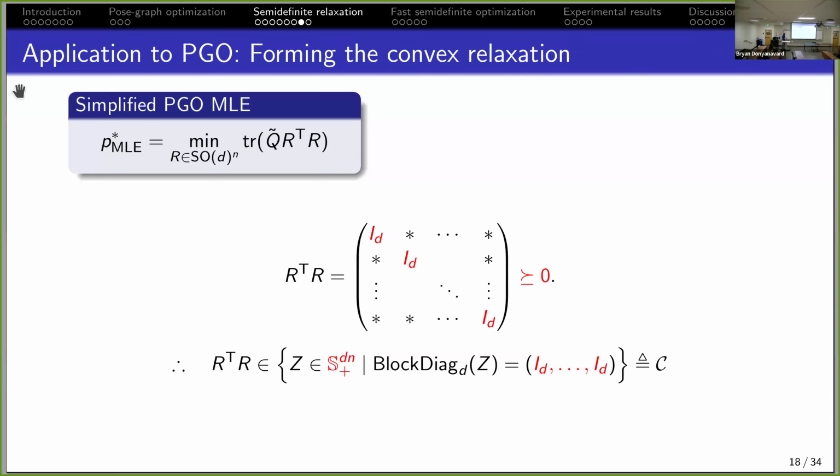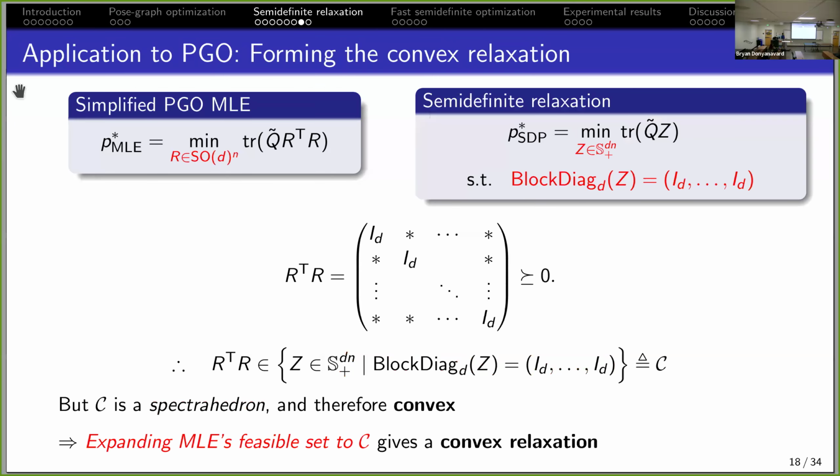And so again, everything that's on the right-hand side here lies in the intersection of the PSD cone with a particular linear subspace. So that is to say, the stuff in braces here on the right-hand side is a spectrahedral set and therefore convex. And so we're going to do the same trick that we did before, which is I'm simply going to replace every instance of R transpose R with a generic PSD matrix of appropriate size that has the specified block diagonal structure. And that's going to be our relaxation.